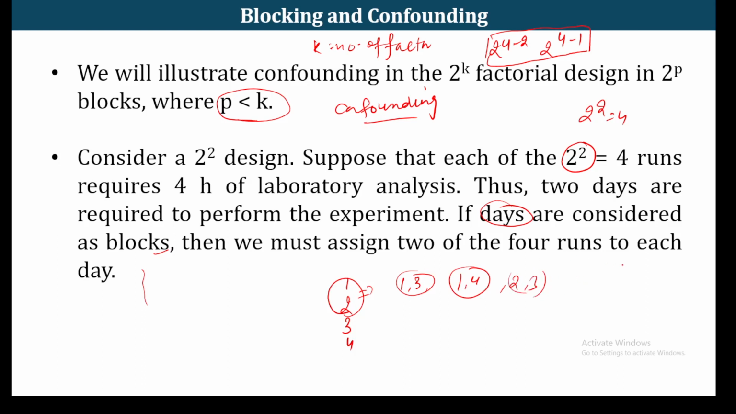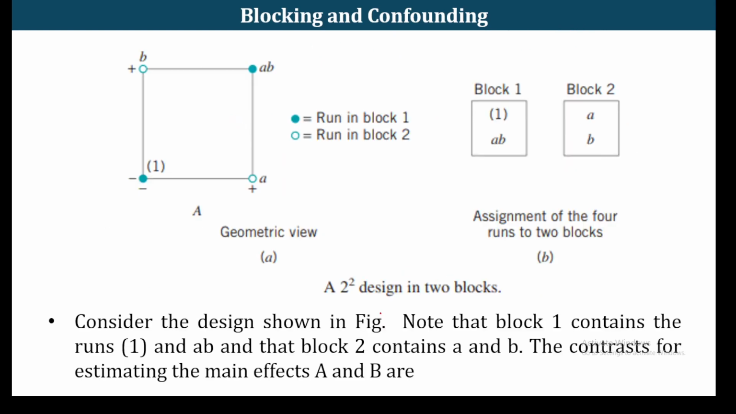So that is 4 runs, and each day either the first run and second run can be done on one day, or maybe the first run and third run can be done on one day, maybe the first and fourth, then 2 and 3, 2 and 4, and then 3 and 4 should be run on one day. So that's how they'll be doing.